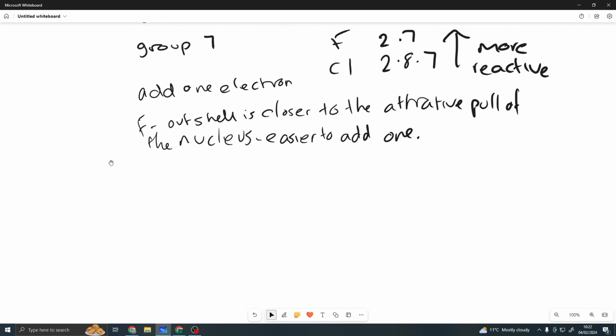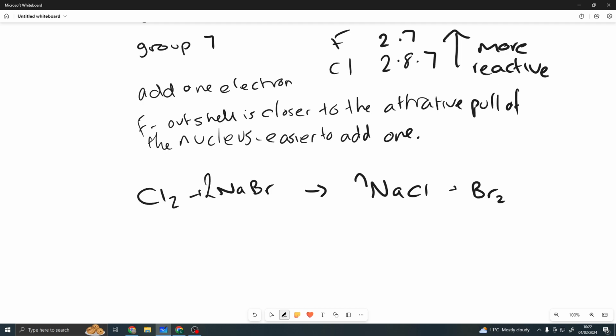Now, you need to be aware for group 7 as well about displacement, because if you react chlorine with sodium bromide, it will displace it, because chlorine's more reactive. A more reactive halogen will displace a less reactive halogen from its compound, therefore making sodium chloride and bromine. Now we've got to balance this, obviously you just need 2 of each of those.